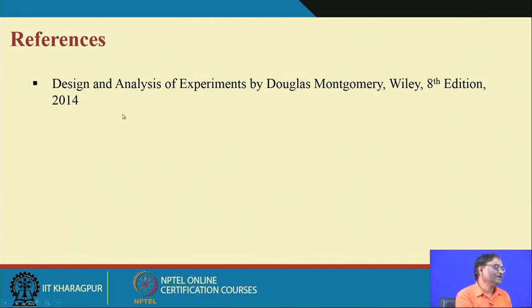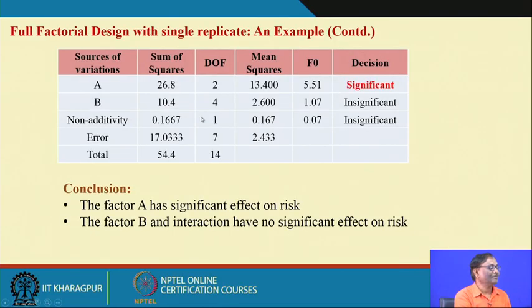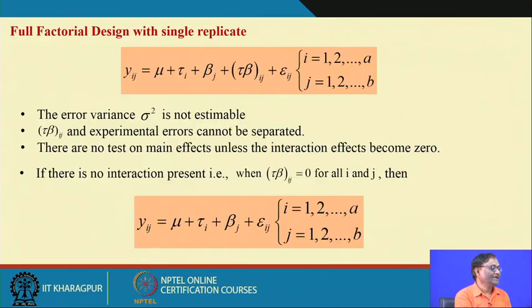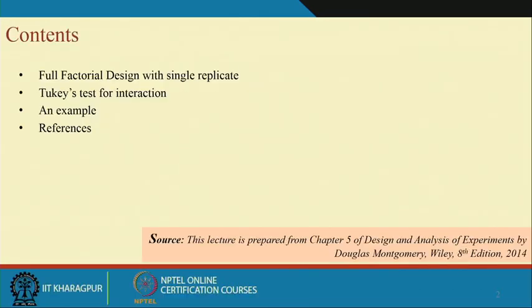We have used the material from the book of Douglas Montgomery, Design and Analysis of Experiments. Okay. So, I hope that you are now in a position to analyze factorial design with single replicates. Okay. Thank you very much.